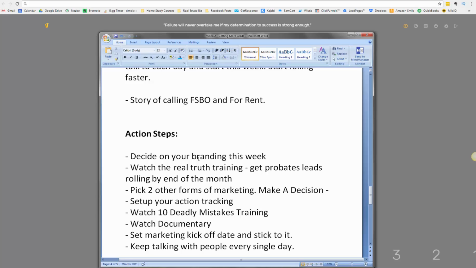I want you to decide and pick 2 other forms of marketing, whether it's free marketing or paid marketing, and I want you to really make a decision that whatever these 2 things are, come hell or high water, you are going to become the best. You are going to become a seeker. You are going to learn how to do these things. You're going to take personal responsibility for learning how to do these 2 forms of marketing, and even if you suck at the beginning, you're going to get better in time, and it's the right thing to do.